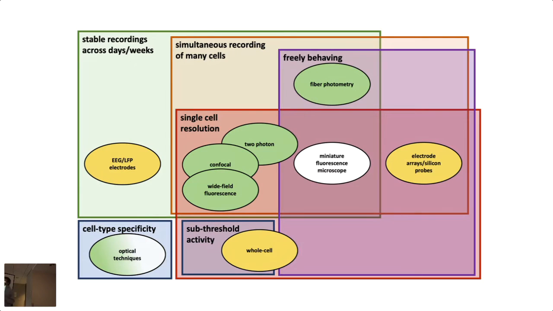We can use some optical techniques that give us cell type specificity, and we can use some other freely behaving optical methods like fibrophotometry that allow us to do recordings in freely behaving animals over long periods of time. And the miniscope recording that I'm going to talk about today occupies this space somewhere in the middle, where we can record a bunch of neurons with single cell resolution, and we can track them over a period of weeks or even months.